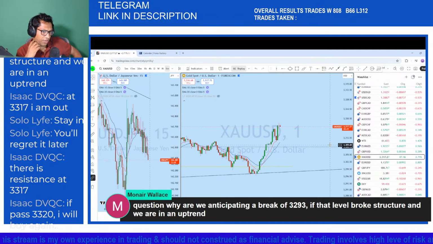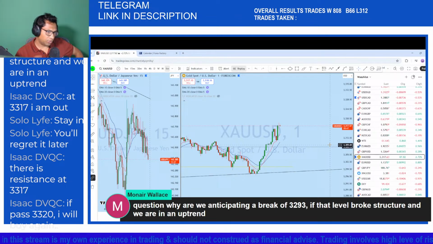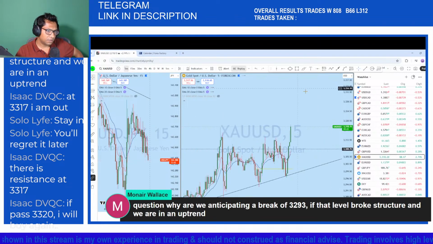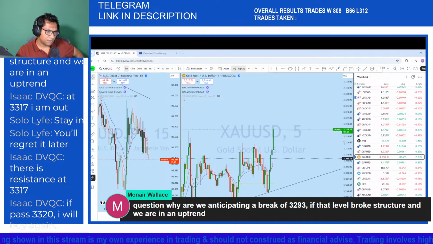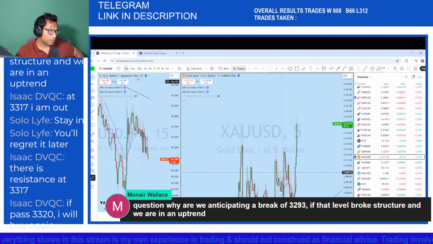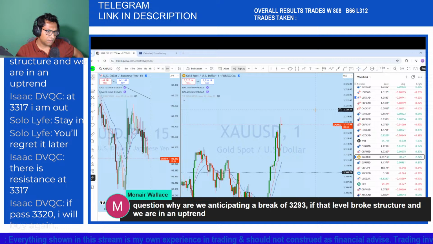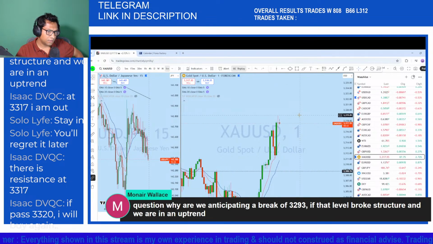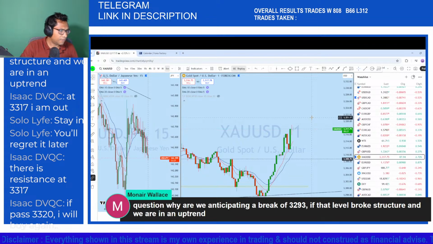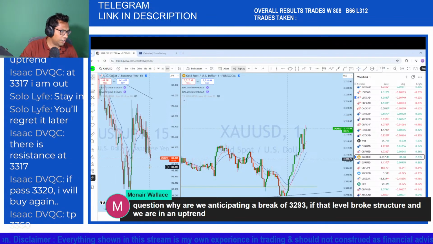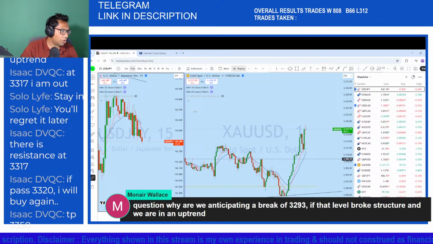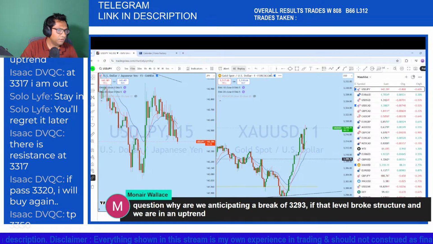Now this swing low here, 3309, is a very important support level. While we can see dollar yen is in a downtrend, so dollar yen may continue to drop here to this support level.